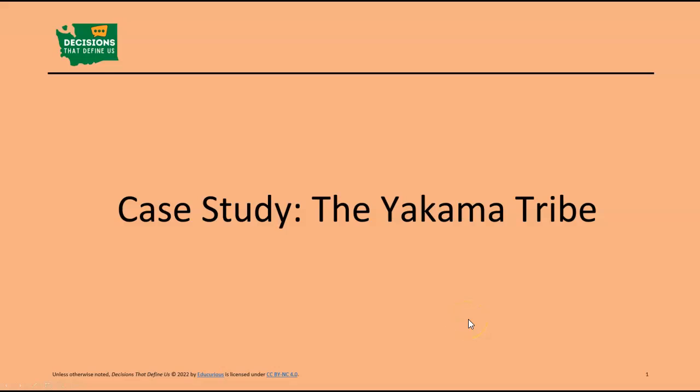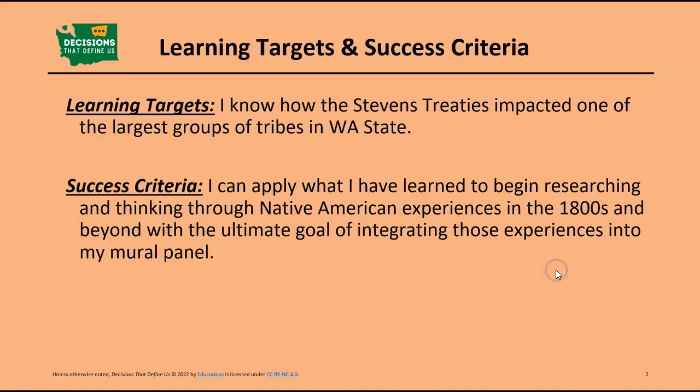All right, welcome to our first case study of the year, the Yakama tribal or confederated tribes. And so our learning targets as we're going through this particular lesson are just going to be that you know how the Stevens Treaties impacted one of the largest groups of tribes in Washington state. And what success is going to look like is just that you can apply what you have learned to begin researching and thinking through Native American experiences in the 1800s and beyond, with the ultimate goal of integrating those experiences into your mural panel.